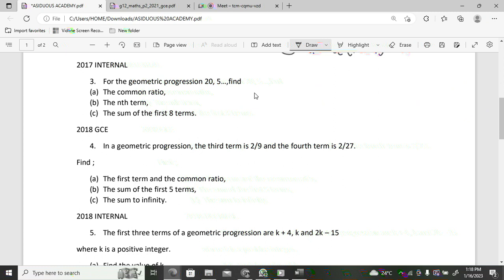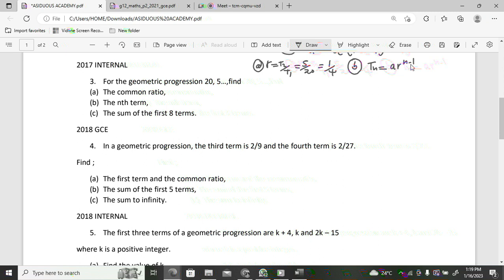Okay, so the 2017 one. For the geometric progression 20, 5, like that, the terms continue to go. The first one is find the common ratio. So very simple. Common ratio, second term over first term. Second term here is 5. First term is 20. 5 into 5 is 1. 5 into 20 is 4. So it is 1 over 4 as the common ratio.